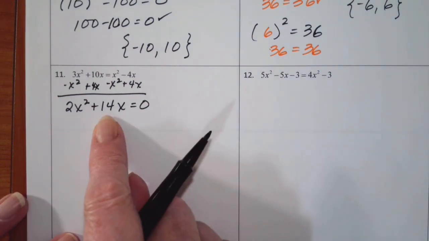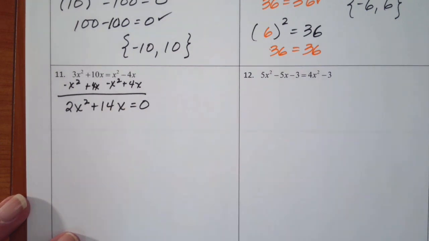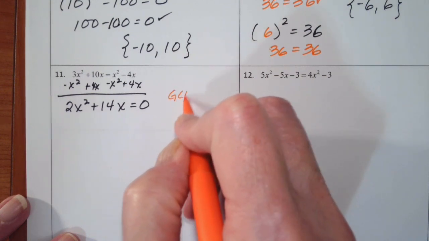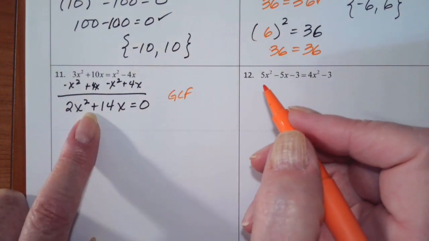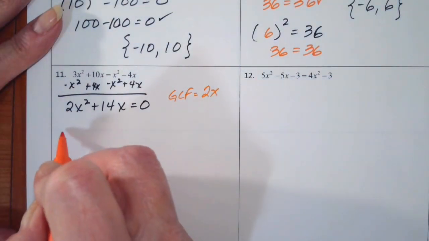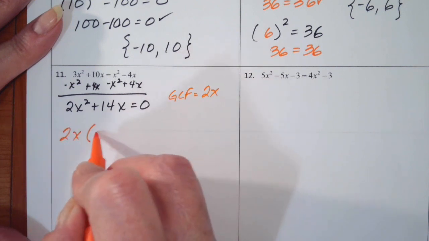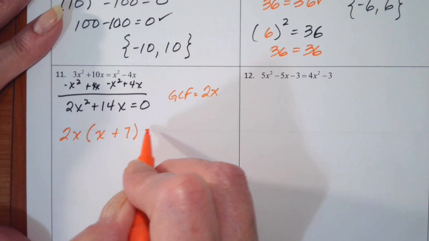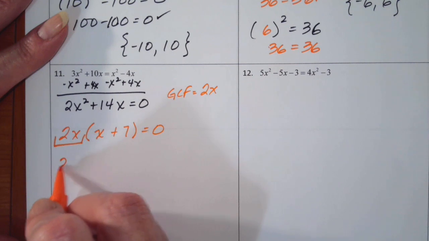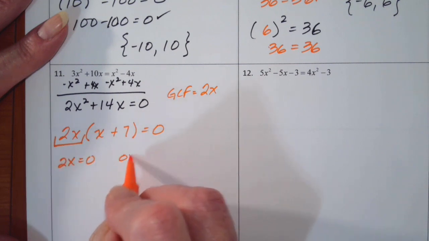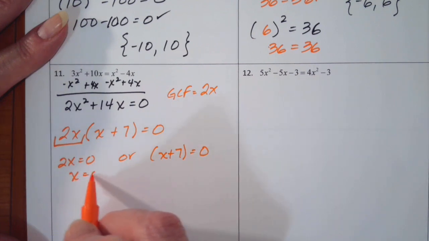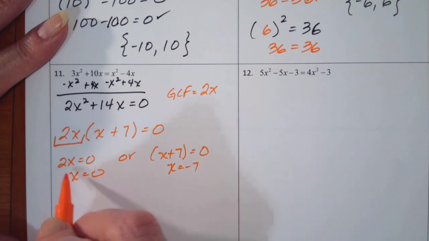Okay, two terms. So the first thing I'm going to do is look for a greatest common factor. There is one here. I notice both of them have x's and both of them are even numbers, so the GCF is 2x. So I'm going to write this as 2x times x plus 7, and that still equals 0. So now 2x equals 0, or x plus 7 equals 0, which tells me x is 0, or x equals -7.